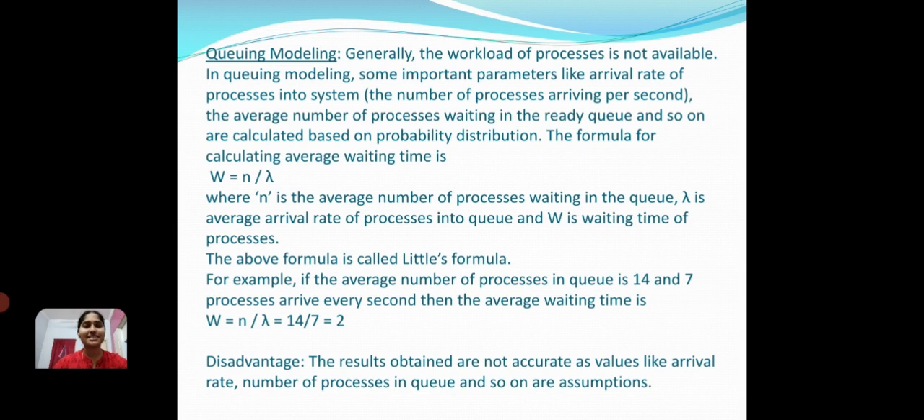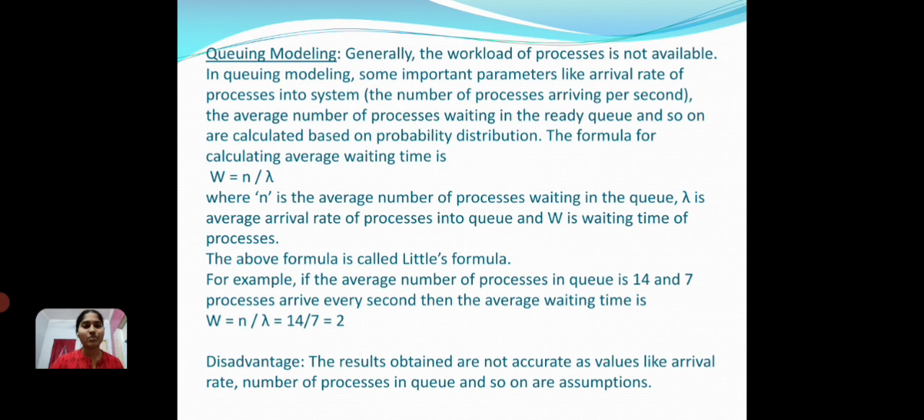Here, n is the average number of processes waiting in the queue, lambda is the average arrival rate of processes into the queue, and W is the waiting time of processes. This formula is called Little's formula, and we can see an example here. If the average number of processes in the queue is 14 and 7 processes arrive every second, then the average waiting time is W = n / lambda = 14 / 7 = 2. So we can easily calculate the average waiting time with this queuing modeling.